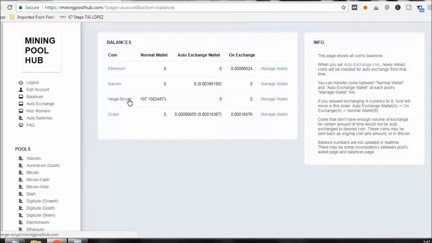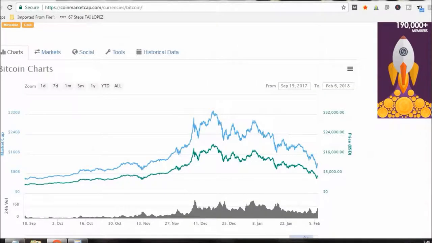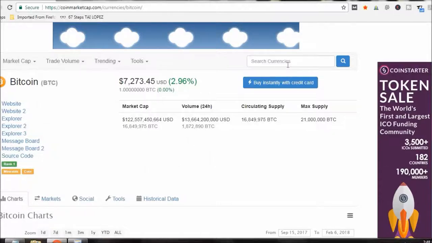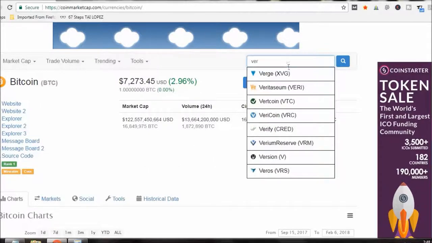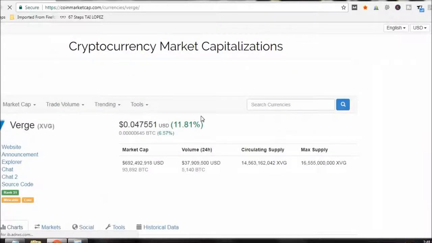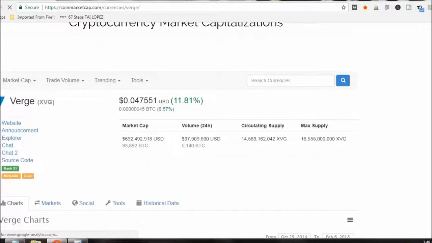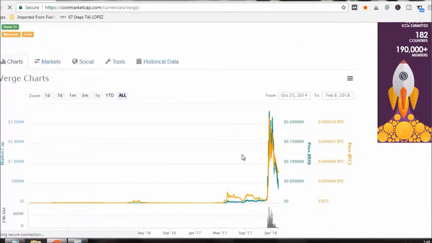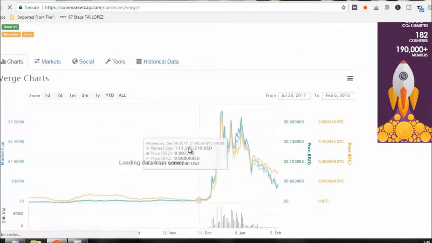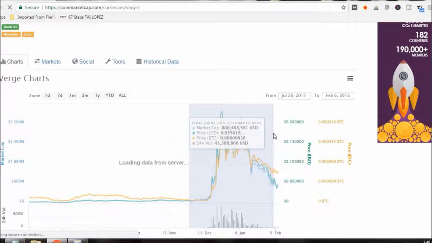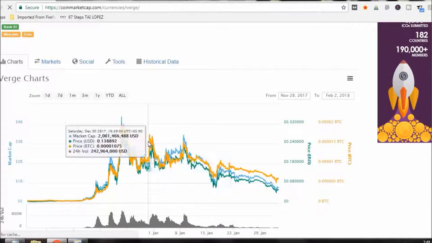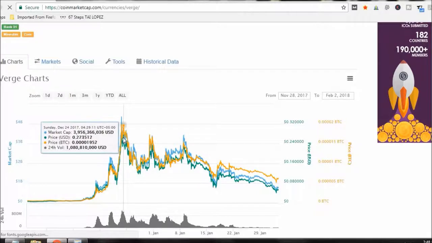So the way I'm looking at it is Verge has been as high as 30, 35 cents, I believe. Let me check it real quick. 30, 35 cents. So let me look at Verge. So right now Verge is 0.047, gone up a little bit today. But let me spread this graph out real quick. So Verge, at its highest, 30 cents, okay?